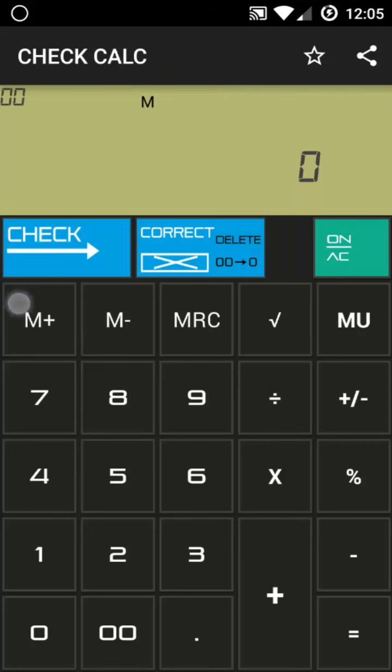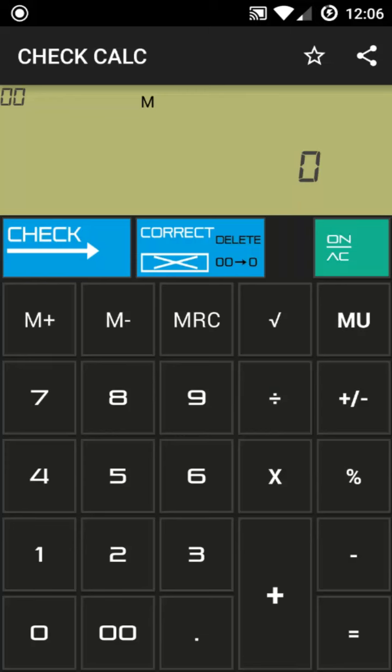The memory buttons M plus, M minus and MRC are used to store, manipulate and recall the numbers in the memory. Let us have a look at the MRC button. If there is a number stored in the memory, then the letter M is shown on the display. To see what is stored in the memory, just press MRC once.